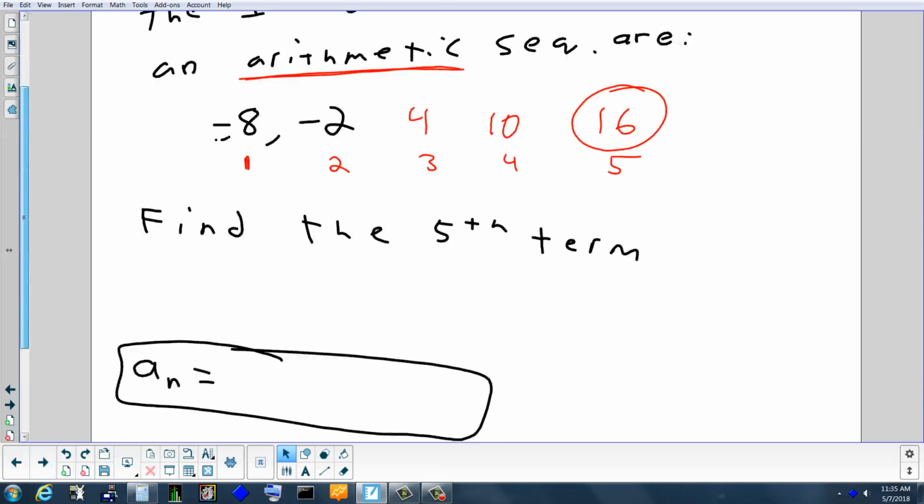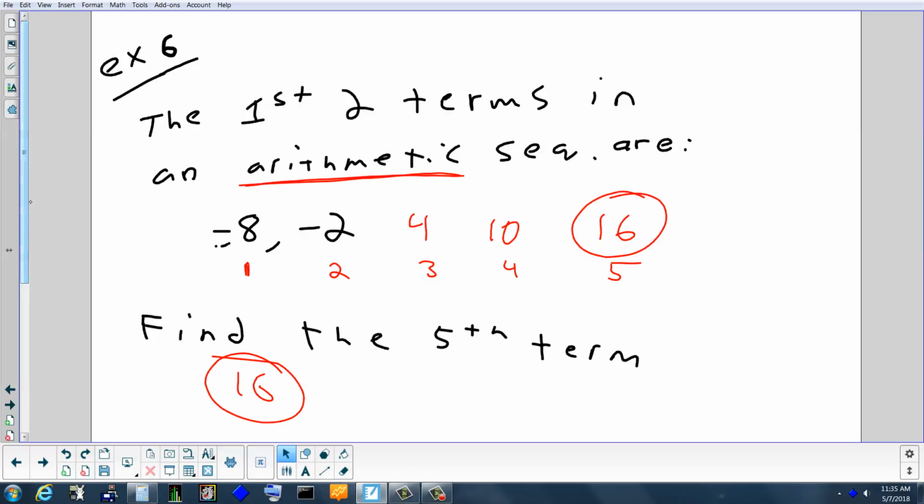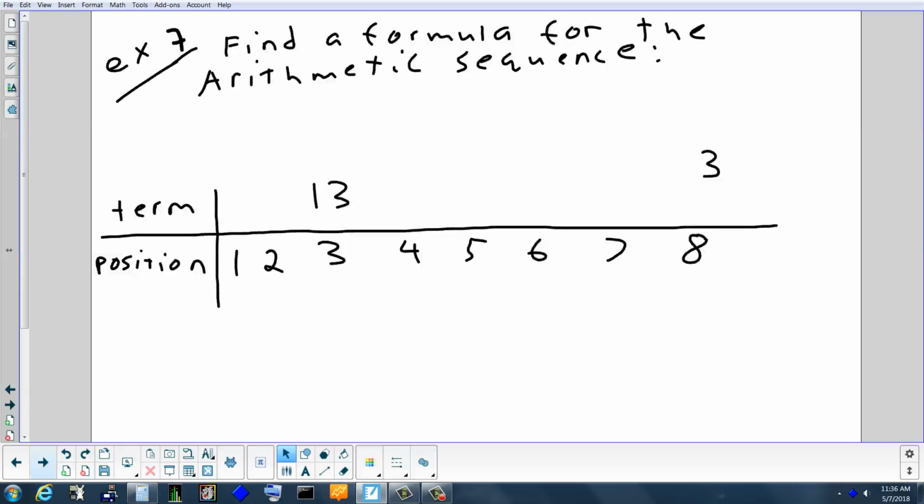So, 16. Any questions on it? All right. Let's look at this one.